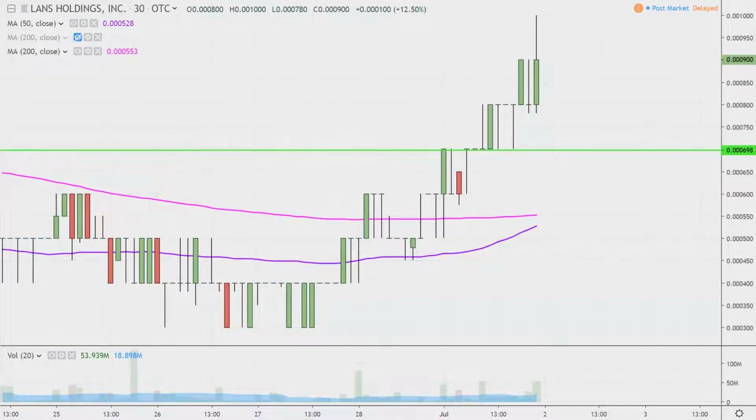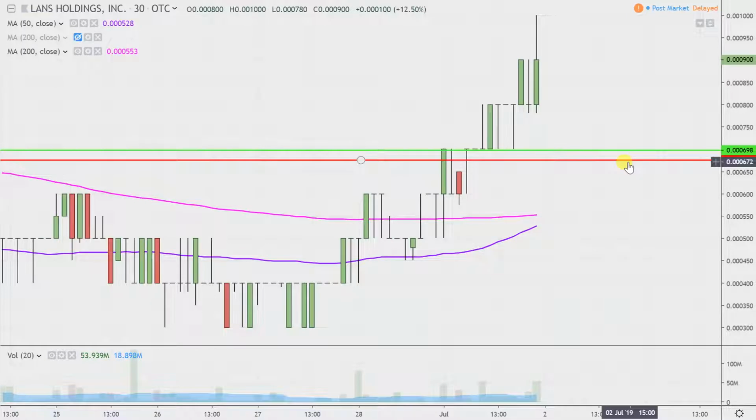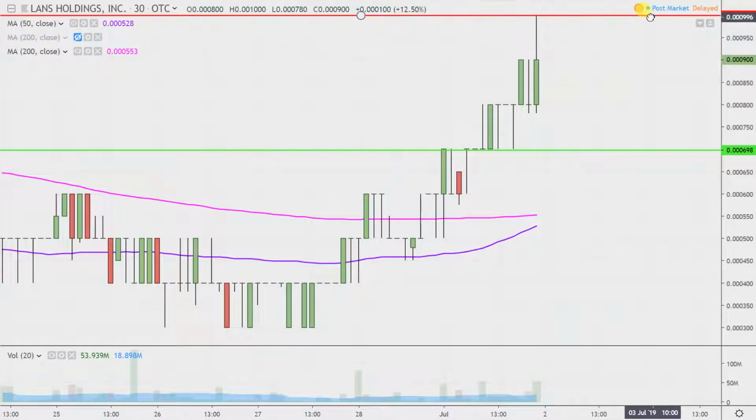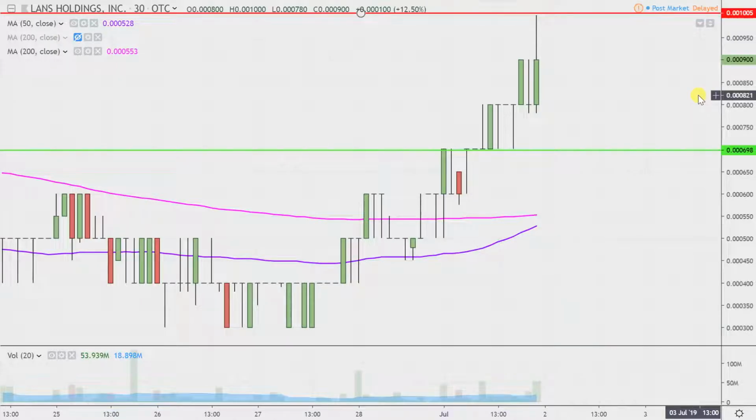What about levels of resistance? Nothing fancy or complicated here other than the fact that the party finally stopped today up there at 001, which makes sense. Just the 001 mark is usually a level of resistance for these 000 stocks. So we'll keep an eye on that going forward.